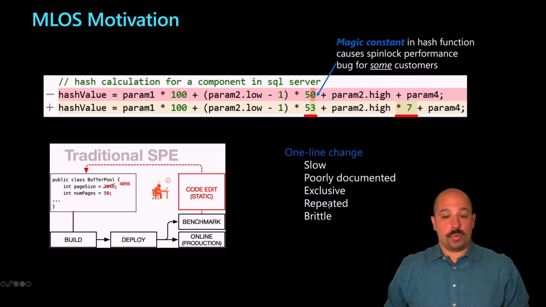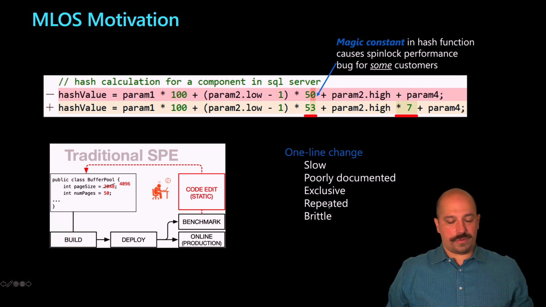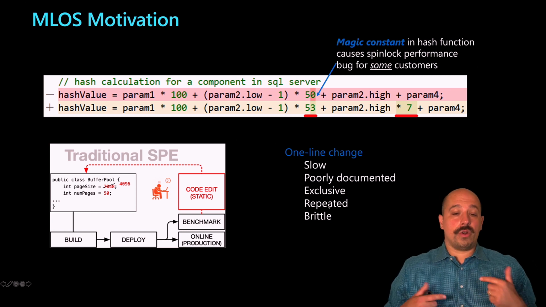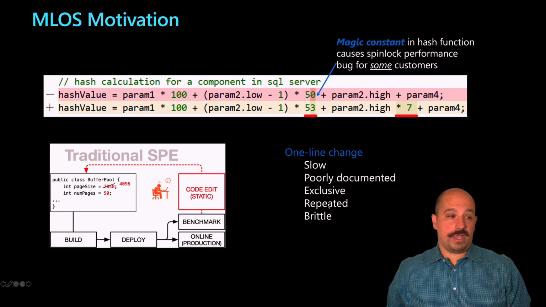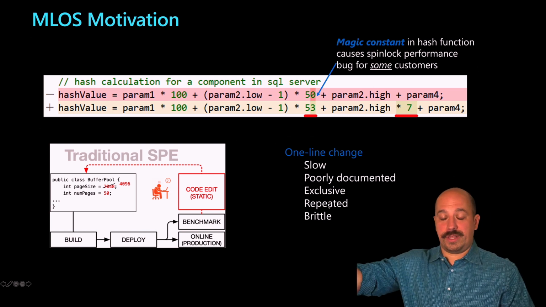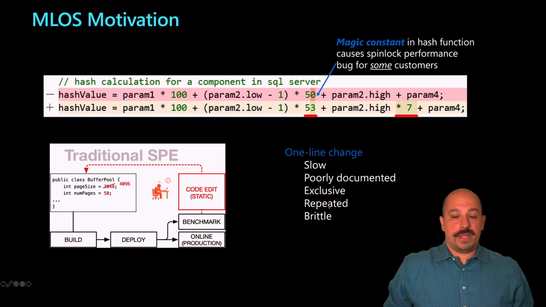So what is the problem with this? One, the entire process is incredibly slow. Like this loop where I recompile SQL Server every time is quite daunting and slow. Two, it's poorly documented. We don't know why it's 53. Three, it's very brittle, right? This might have fixed something for this user. We might have broken somebody else's performance behaviors, but we don't know, right? It's repeated, right?